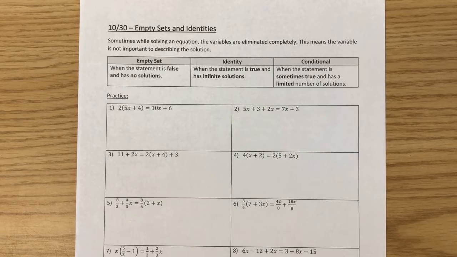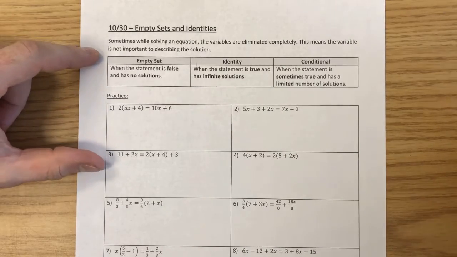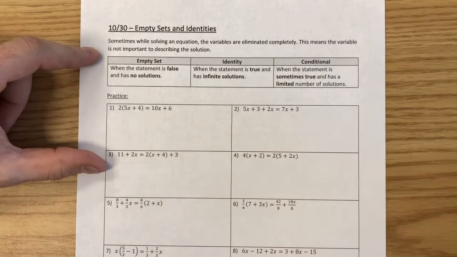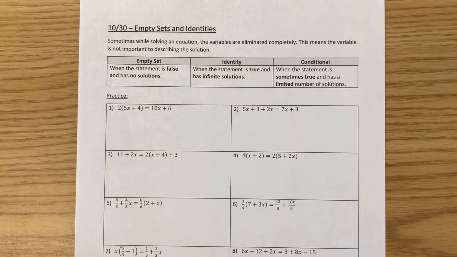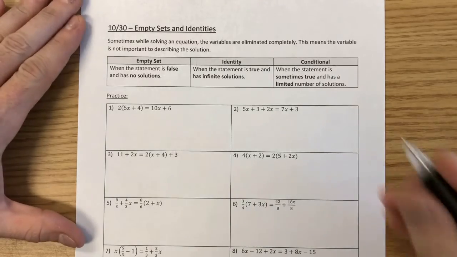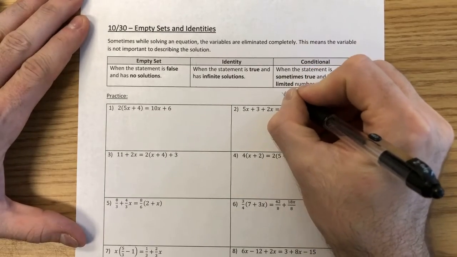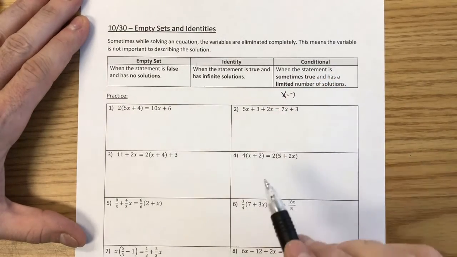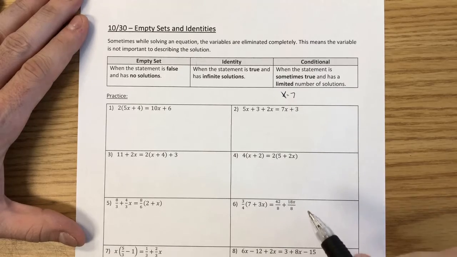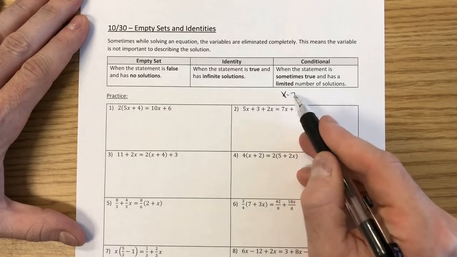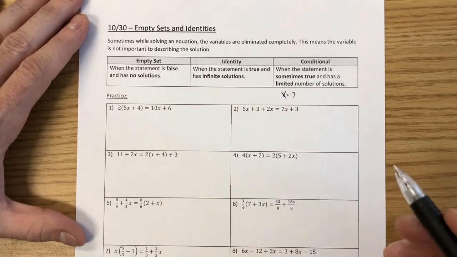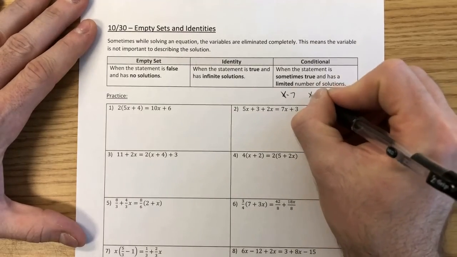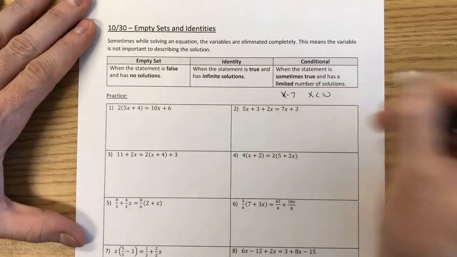So today we're going to be solving equations that are empty sets and identities. And the idea behind this is that most of our answers up until this point have been what we call conditional statements, meaning the answer is sometimes true and has a limited number of solutions. 9 times out of 10, you're going to get something like x is equal to 7. The only answer that works is if I plug in 7 for x. If I tried to plug in 8, 8 does not equal 7. So that's extremely limited. Other answers are like, let's say x is less than 10.